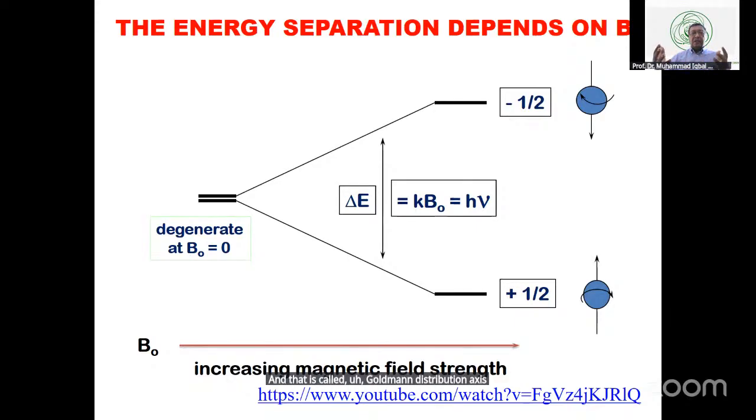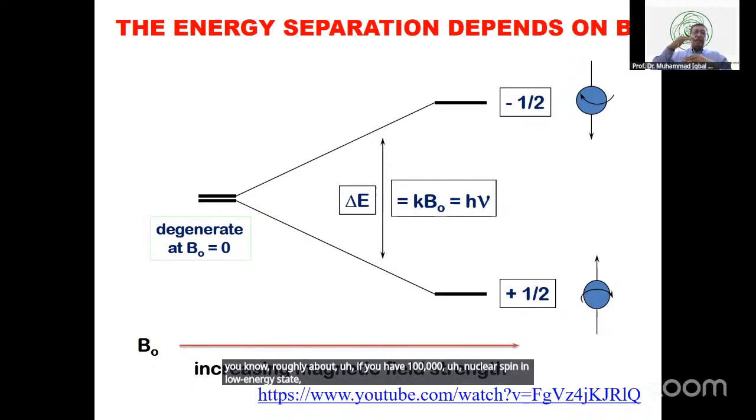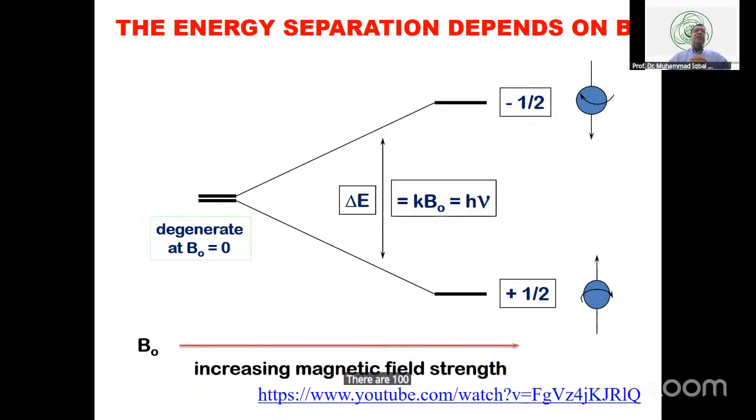And I told you that, roughly, if you have 100,000 nucleus spins in the low energy state, there are 100,001 in the high energy state. The population difference is only one. So in a million it is about 10 to 13. So it's a very, very low energy population difference.